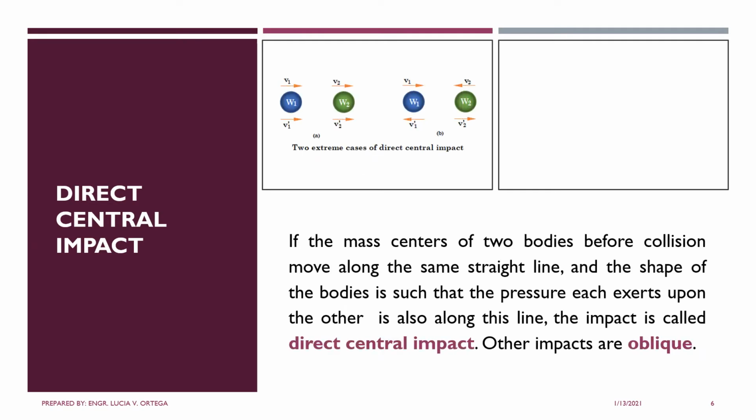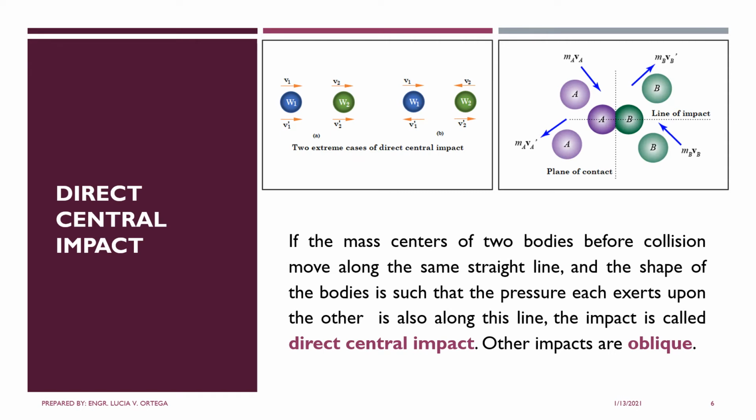So for direct central impact, if the mass centers of two bodies before collision move along the same straight line, and the shape of the body is such that the pressure each exert upon the other is also along this line, the impulse is called direct central impact. That is on the left side of the figure. Other impacts are called oblique. So you see on the second figure.